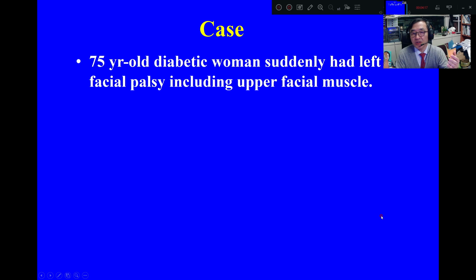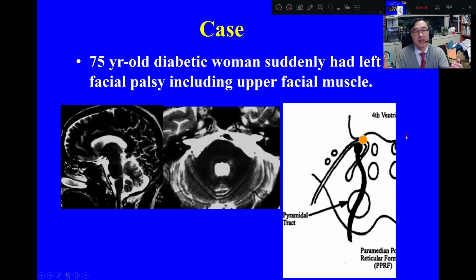There are, of course, some rare but atypical cases. I'm showing one atypical case. This patient suddenly developed left facial palsy, including the upper facial muscle. So this is actually identical with peripheral facial palsy. So I usually do not order MRI in this type of patient, but she happened to get an MRI from another hospital and brought it to me. So we wonder whether an infarction in the pons may lead to peripheral type facial palsy in isolation.